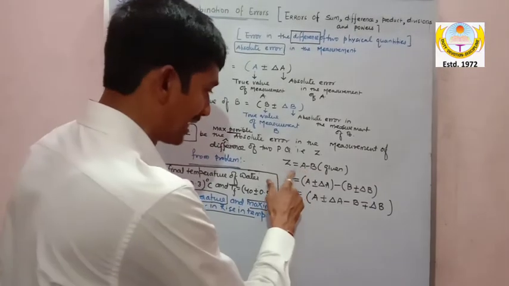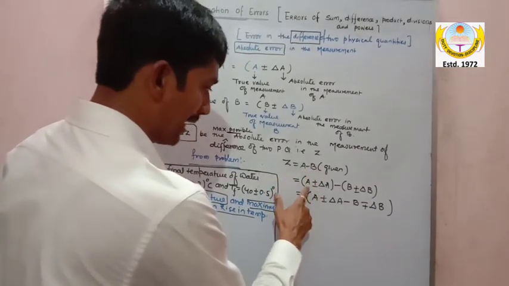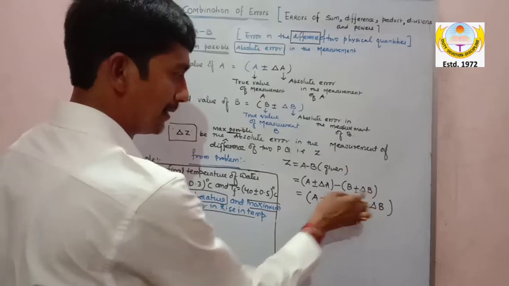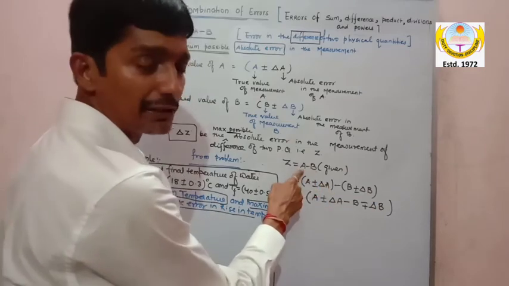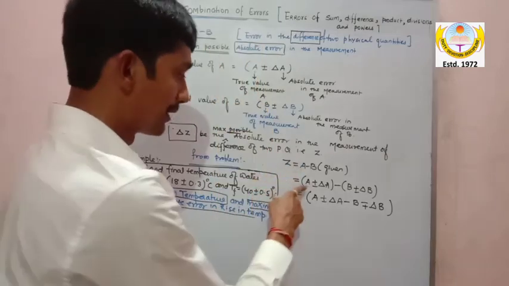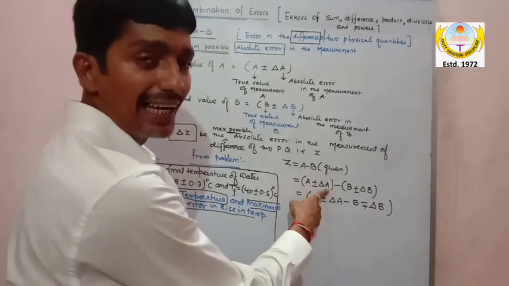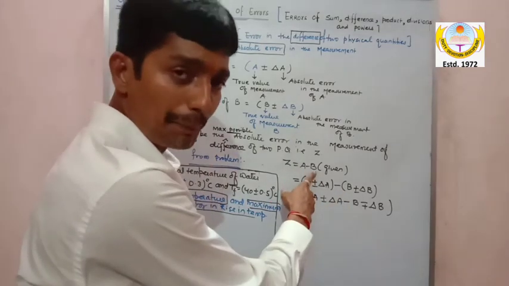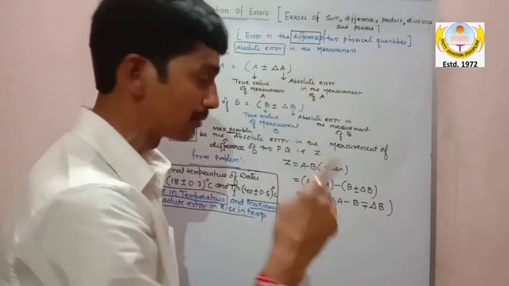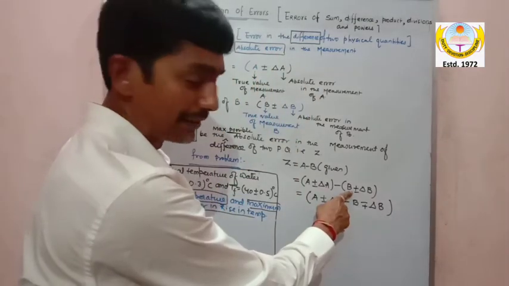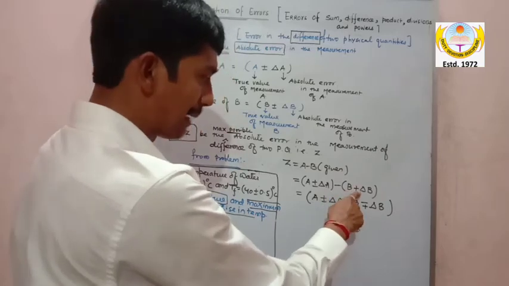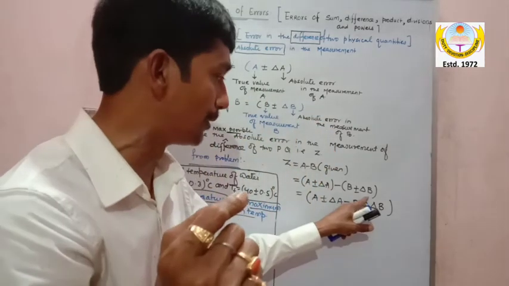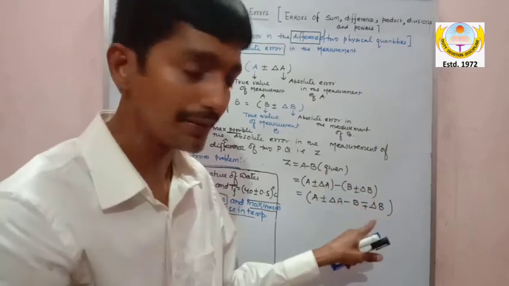Once again, see it: z is equal to a minus b. A is a plus minus del a, I have put it, and b is b plus minus del b, because here a and b are physical quantities. When I measured this physical quantity a, I got two values. So the true value is a, and plus minus del a is the error in the measurement of physical quantity a. Similarly, when I measured physical quantity b, I got two values. One is the true value of that measured physical quantity b. And here, my dear, plus minus del b is the absolute error in the measurement of that physical quantity, written as del b.